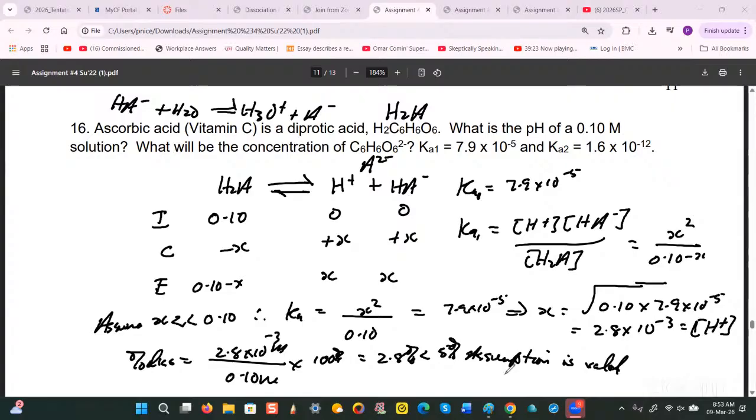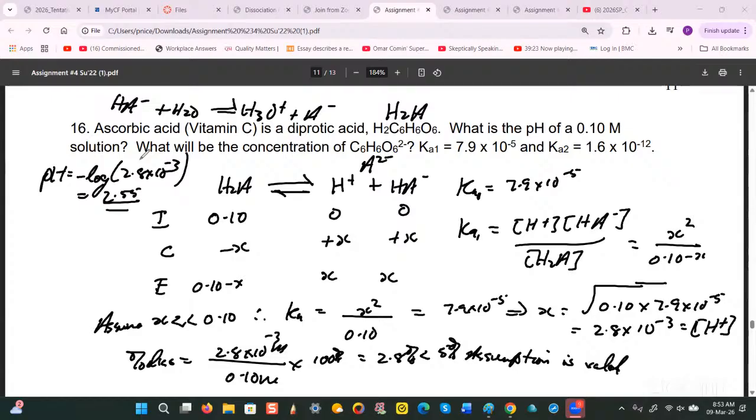So therefore, all we have to do from here is say that because the concentration of H plus is equal to that, the pH would be equal to minus log of the concentration of H plus, which is 2.8 times 10 to the minus 3. So let's see what that gives. So minus log of 2.8 times 10 to the minus 3, okay, so I got 2.55. So that would be the answer to the first part, which is asking for the pH of the solution.